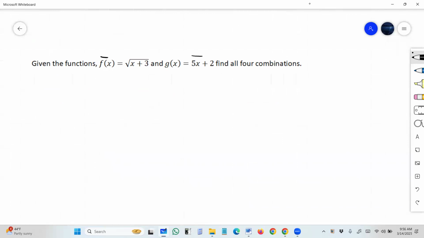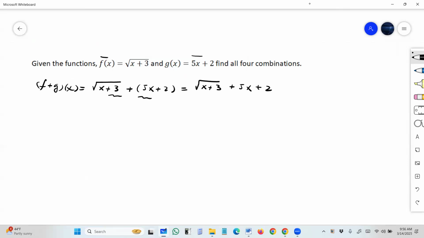So it may seem hard because this is a radical function and this is not, but this is actually a lot easier. So f plus g, look how easy it is. F first, g after, and notice they have absolutely nothing in common. So what do we do? Well, we just write them as they are. And we're done. This is the addition of the two functions.